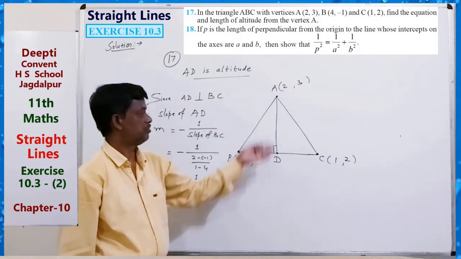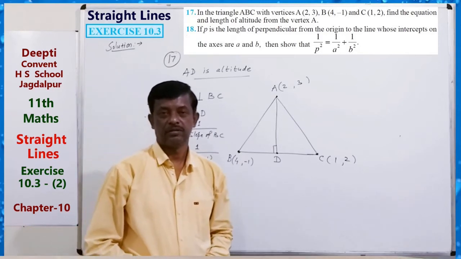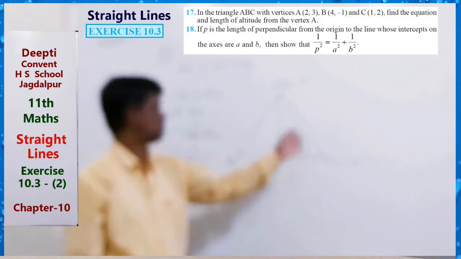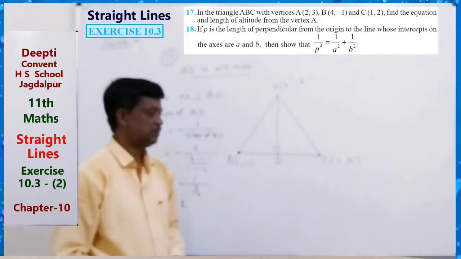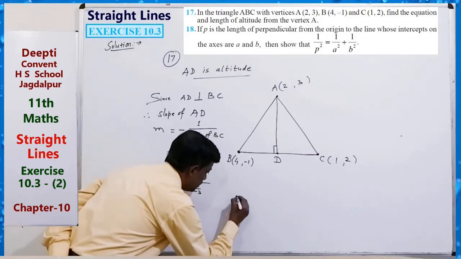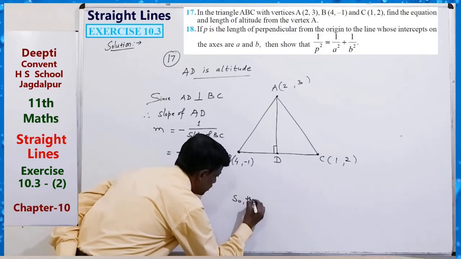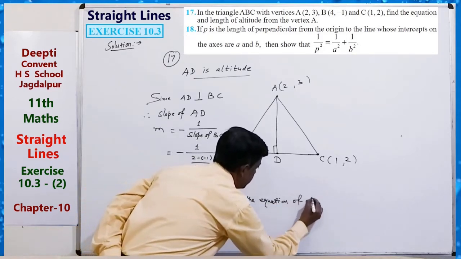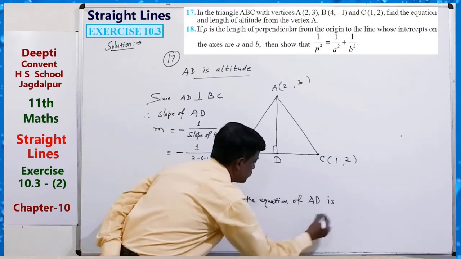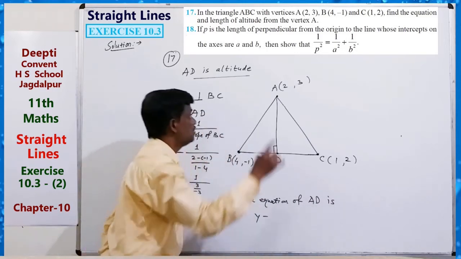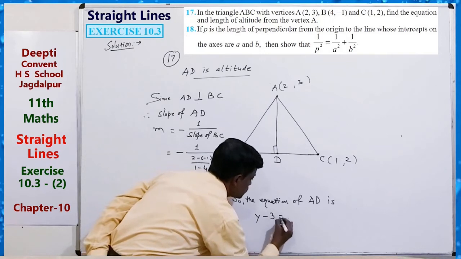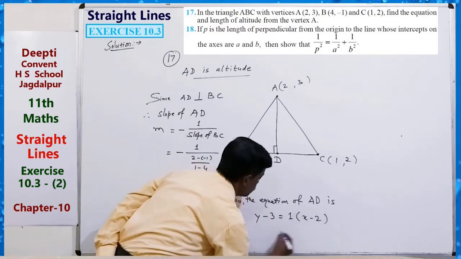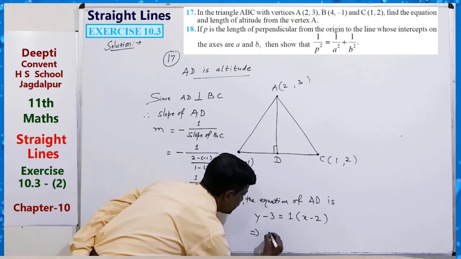Here, the slope is 1. So the equation can be found because AD is passing through (2, 3). So, the equation of AD is: y minus y1, which is 3, equals slope 1 times (x minus 2). So, we can solve it.